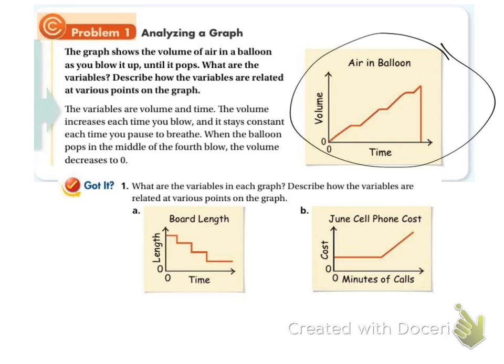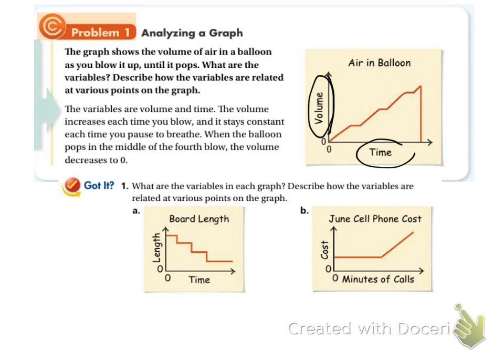So in this problem up here that they did, the variables are volume and time, so it's the things that are on our axes. The volume increases each time you blow into the balloon, and it stays constant each time you pause to breathe. And then the balloon pops there, and the volume drops to 0.